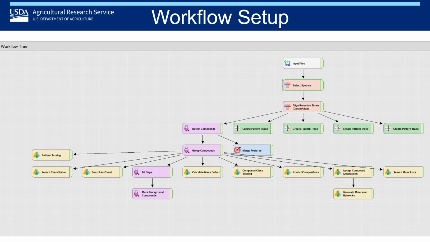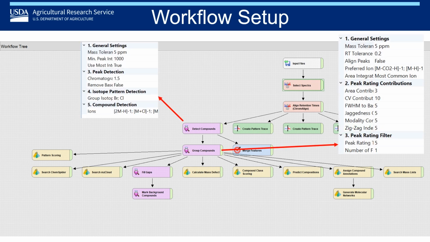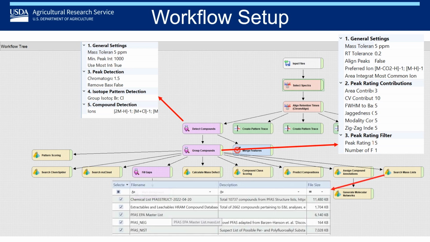Now, each of these nodes that you see has a varying number of different settings that you can adjust, and by adjusting those settings you can change both the numbers of features and the types of features that you end up getting in your output. You can also, once features are generated, compare them to different lists, as we have done here, where we look at both the PFAS NIST suspect list, the EPA master list, and the TSCA list, which has those over 10,000 compounds that we saw earlier.